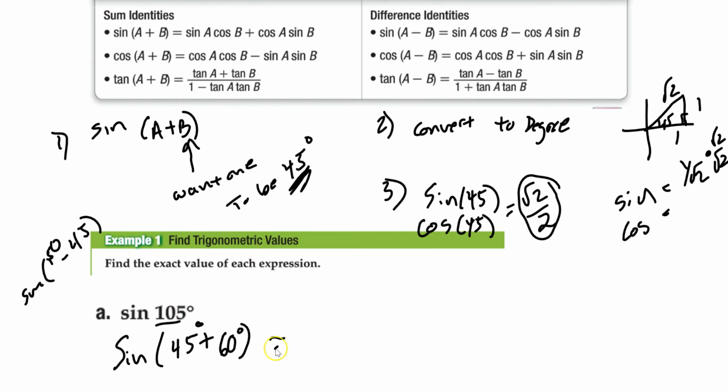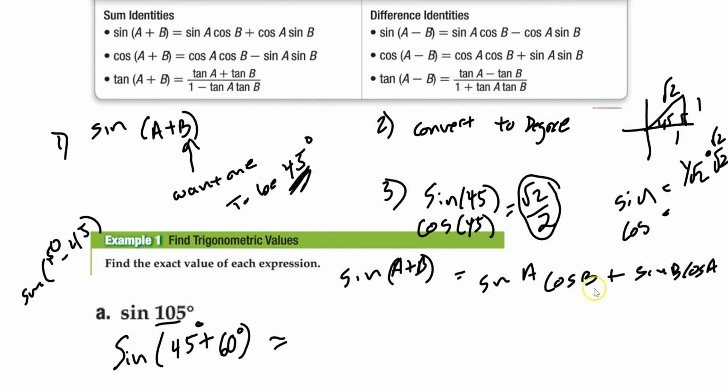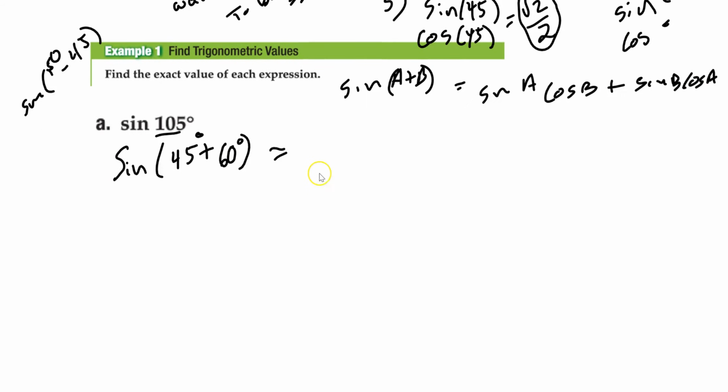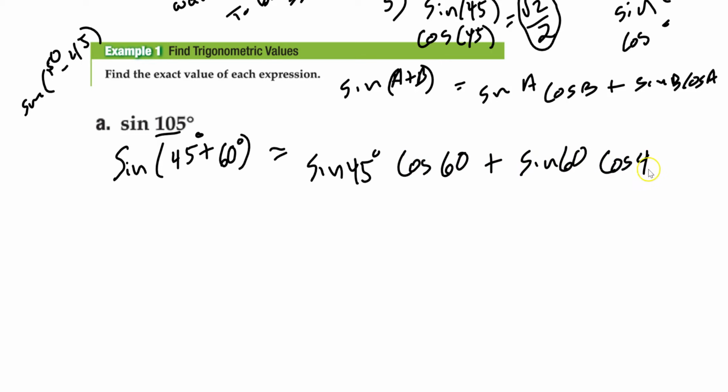If I'm going to break this up, the formula says sine of A plus B is just sine of A, switch it, cosine of B, keep the same operation, then switch these: sine of B, cosine of A. So we're just going to follow that. We're going to do sine of the first one, cosine of the second one, plus, switch it, sine of the second one, cosine of the first one.